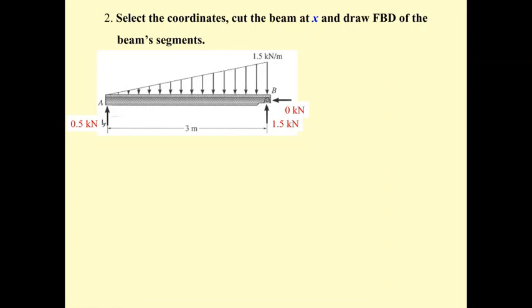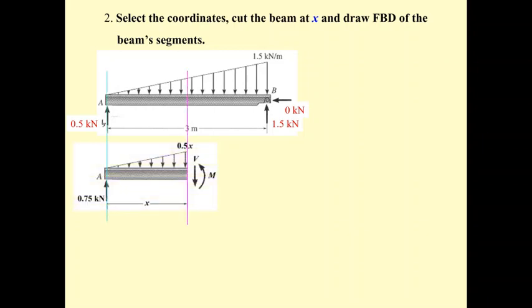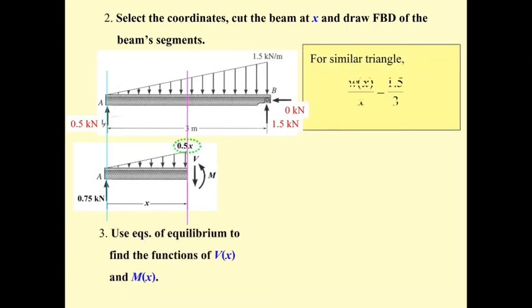Okay. Now, due to the continuity of the triangular distributed load, we just have one cut over here with the coordinate of x. And then we use the same sign convention as before. The shear downward is positive. The moment counterclockwise is positive. The problem is how to find the magnitude of the triangular uniformly distributed load at x. So we use similar triangles, okay? We proportion it like this: W divided by x is 1.5 divided by 3, and then W is 0.5x kilonewton per meter. It's a function of the triangular uniformly distributed load.